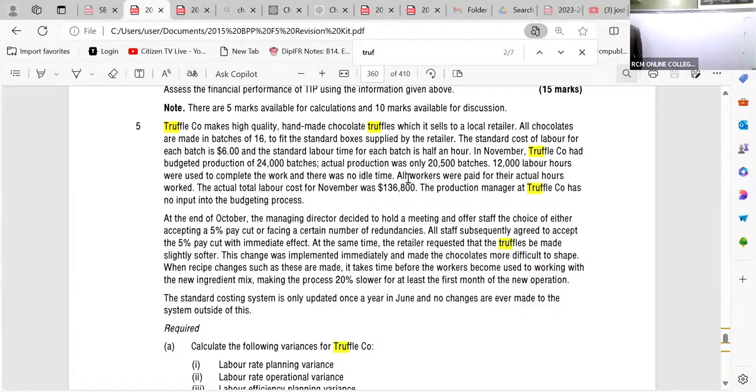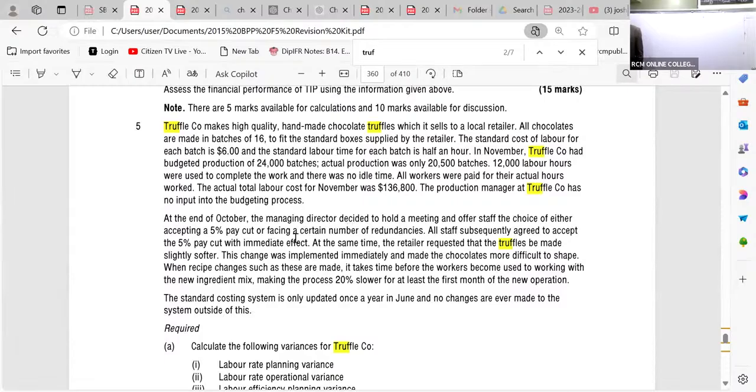Actual production was 2,500. 12,000 labor hours were used to complete the work, and there was no idle time. All workers were paid for their actual hours worked. The actual total labor cost for November was $136,800. The production manager at Truffle Company has no input into the budgeting process.